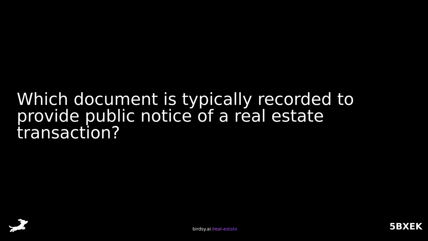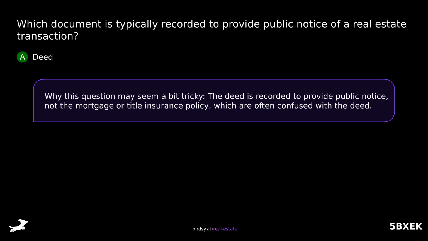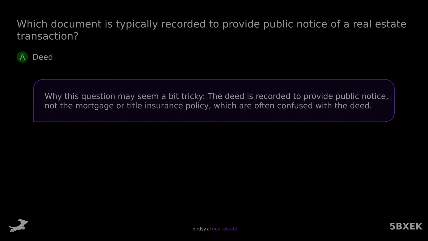Which document is typically recorded to provide public notice of a real estate transaction? Is it A, deed, B, mortgage, C, title insurance policy, or D, purchase agreement? The answer is A, deed. This question may seem a bit tricky. The deed is recorded to provide public notice, not the mortgage or title insurance policy, which are often confused with the deed.